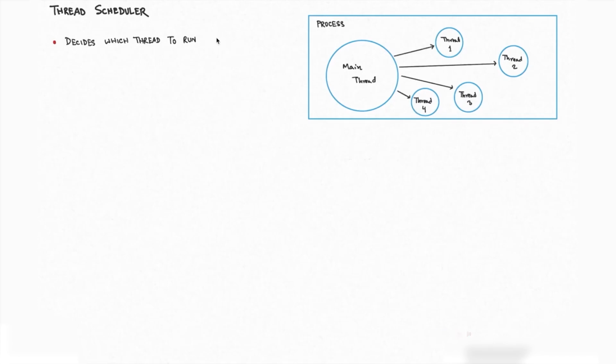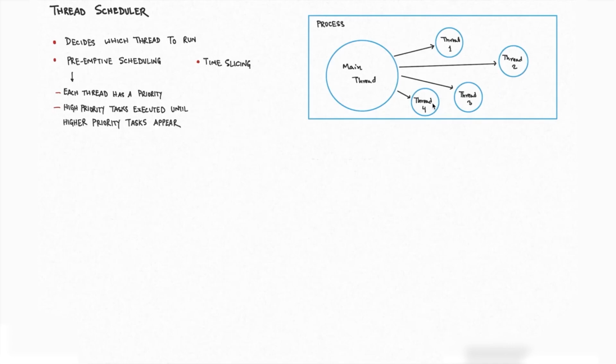Now, the thread scheduler decides which thread runs at what time. There are two main ways in which a thread scheduler decides which thread to run. There is preemptive scheduling and there is time slicing. Each thread that we create has a default priority, and we already saw when we looked at the thread class methods that we can set priorities of different threads. So with preemptive scheduling, the threads with higher priority are executed until even higher priority tasks appear. So this type of scheduling is dependent on the priorities assigned to each thread.